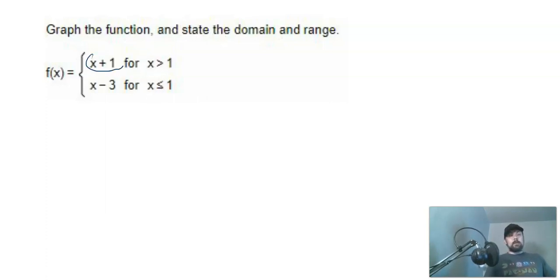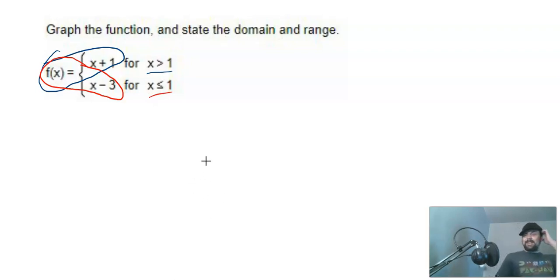Use this equation. So again, there are two equations here. We have f of x equals x plus 1. We use that equation in the region where x is greater than 1. And there's another equation, f of x equals x minus 3. We use the bottom equation when x is less than or equal to 1. Sorry, I said the wrong thing earlier, I said greater than. I just kind of blinked out there.